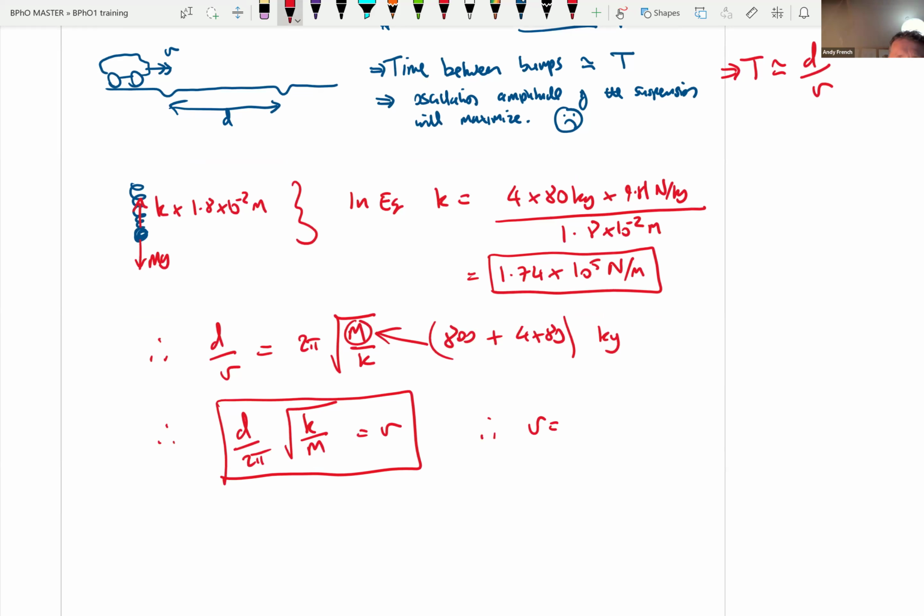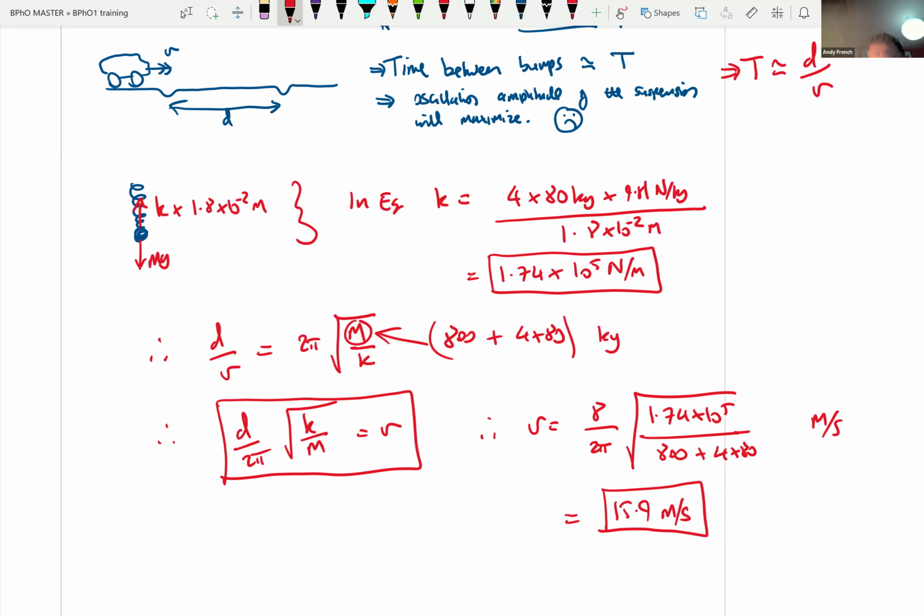So v is going to be 8 over 2 pi in SI units. k is 1.74 times 10 to the 5, and we're going to divide that by the mass, which is 800. Don't forget the mass of the car, plus 4 times 80. And I make that, that's in meters per second, I make that 59 meters per second, which is a bit faster than I think I can say. Oh, no, maybe not, actually.